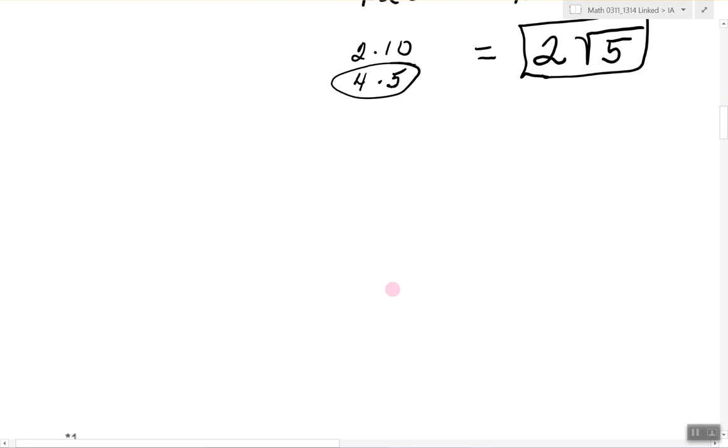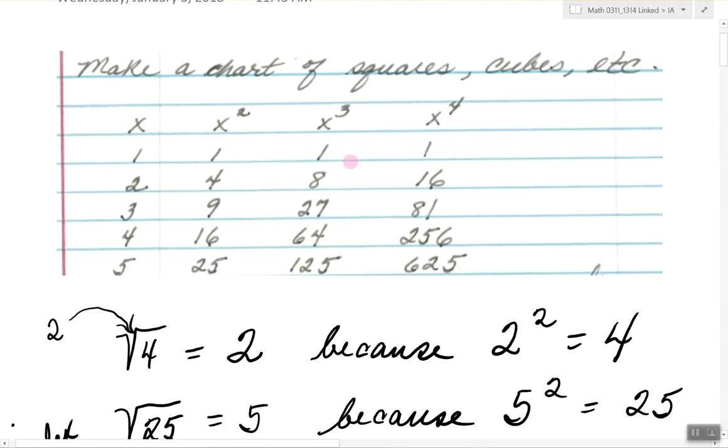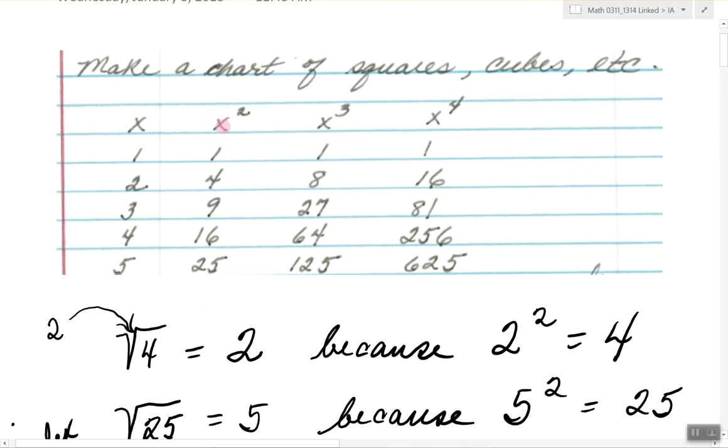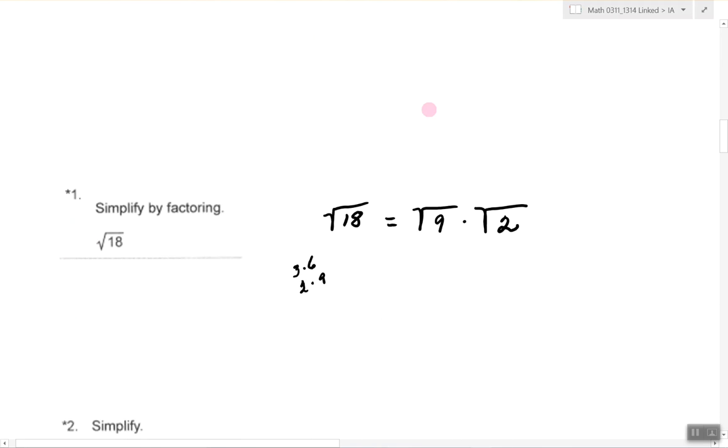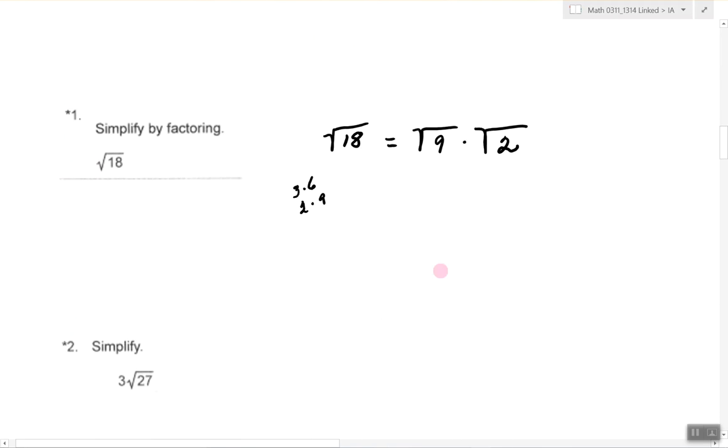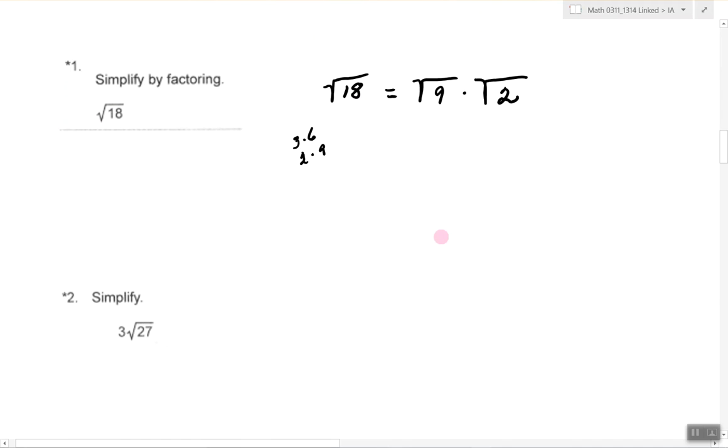Something you can do, going way back up here, is look in your squared column and see what is the largest number in that column that divides into the 18. And by the way, the number inside the radical is called the radicand. The little number out here is called the index. The number inside is called the radicand. The largest perfect square that divides into 18 is 9. So this becomes 3, because you take the square root of 9 to get 3, times the square root of 2, and that is considered simplified.